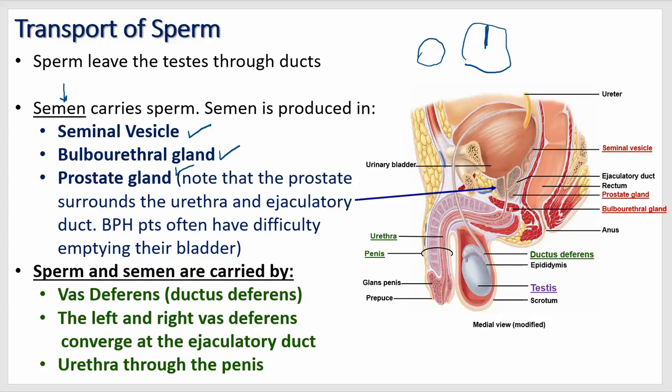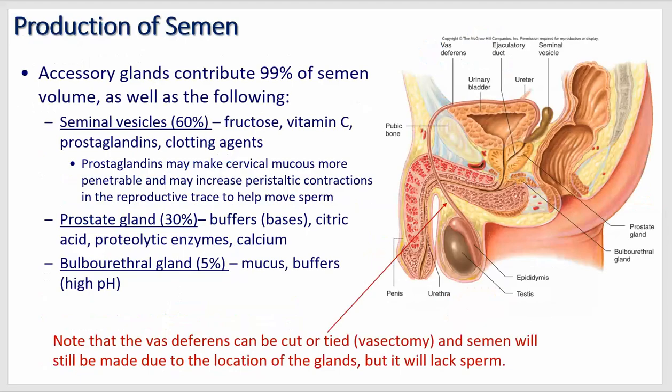All right, so sperm and semen are carried by the vas deferens. So from the sperm here, from the vas deferens here. And then the left and right, this only shows one, but the left and right vas deferens will converge at the ejaculatory duct, here. So there's one coming from the other side, but they come together, and then it goes through the urethra and through the penis during ejaculation.